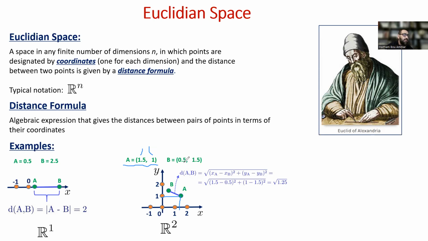So that's the point A, 1.5 across the x-axis or x-coordinate, and 1 across the y-axis or y-coordinate. And B is at 0.5, 1.5. So it has 0.5 for the x-coordinate and 1.5 for the y-coordinate.